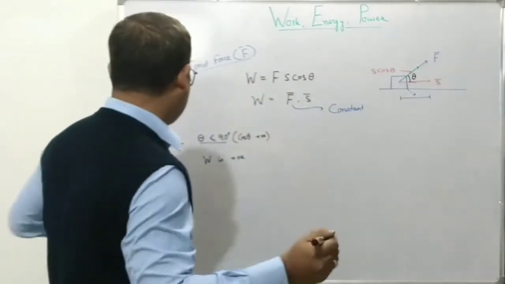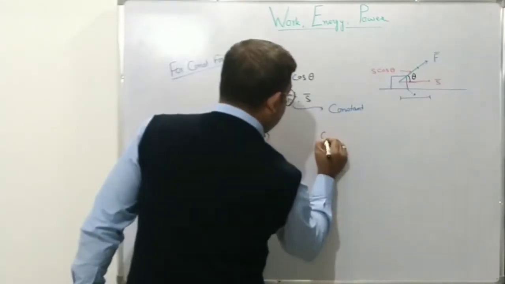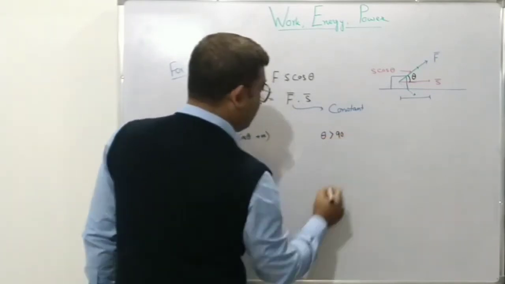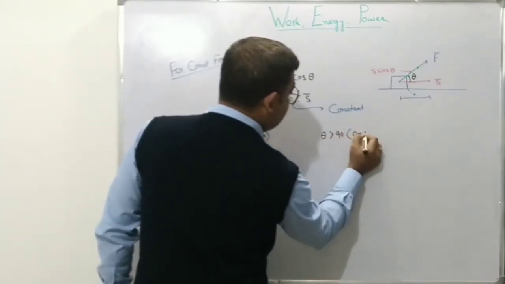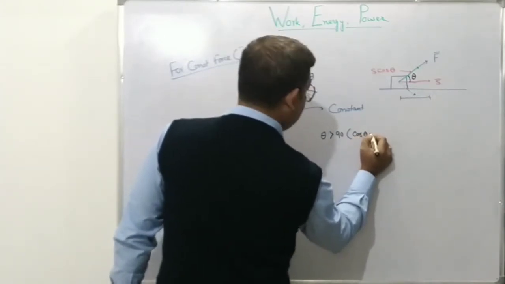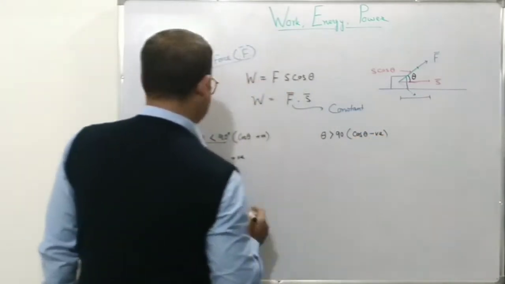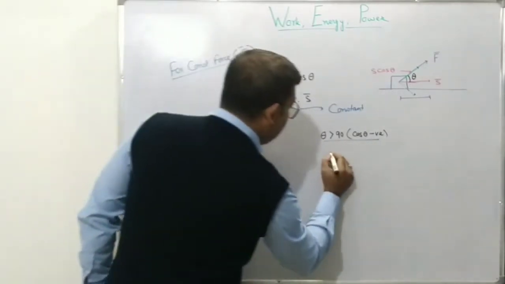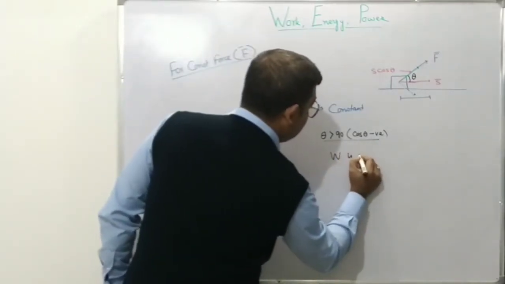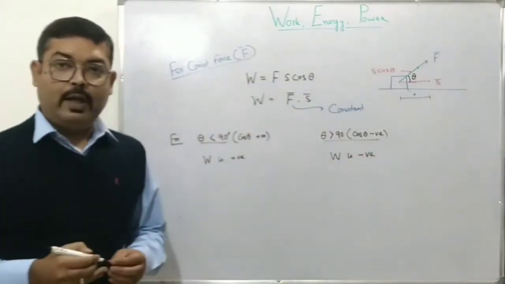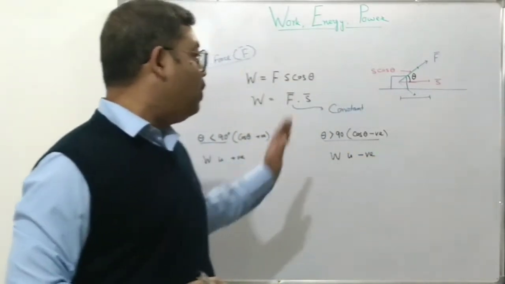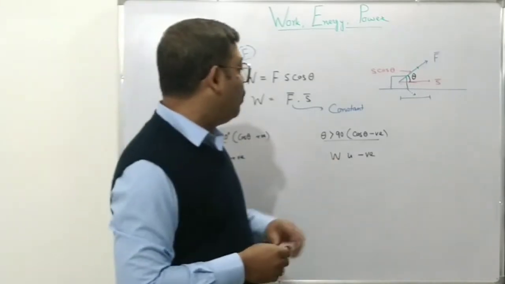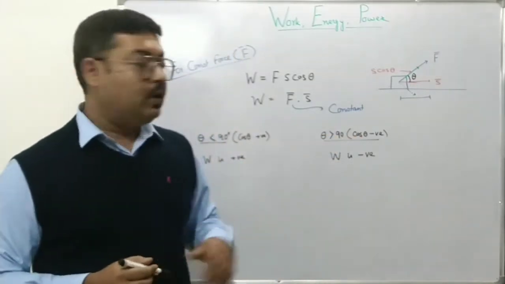Next, if theta is greater than 90 degrees, that is theta is an obtuse angle, that means cos theta in the second quadrant will be negative. Under that condition, W is negative. So negative work is done. So work can be positive or negative, right? When we say negative work, we say theta is greater than 90 degrees.